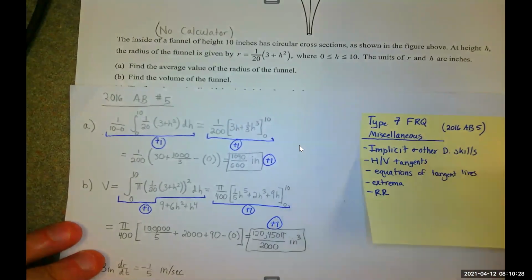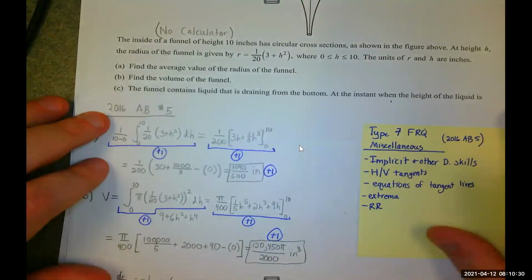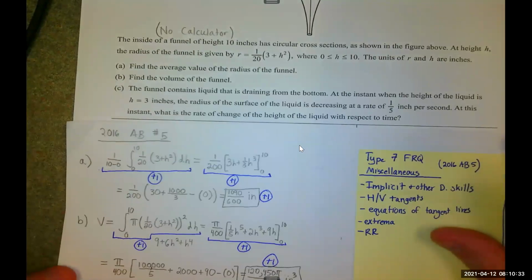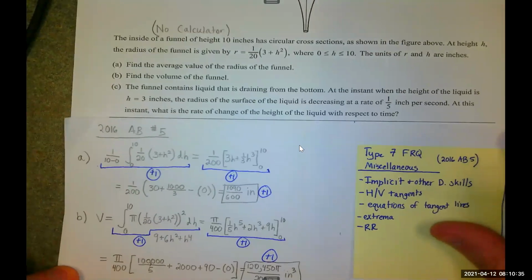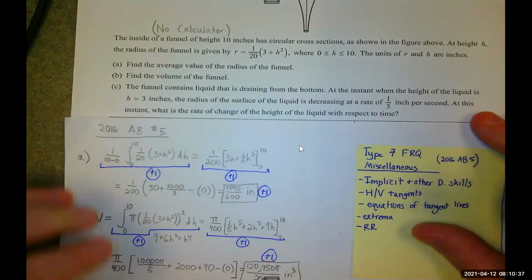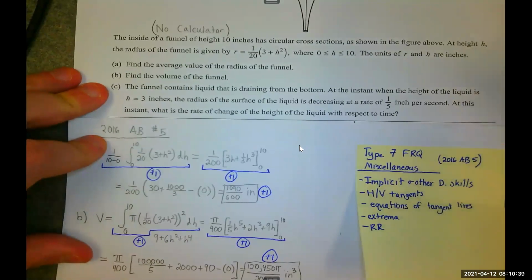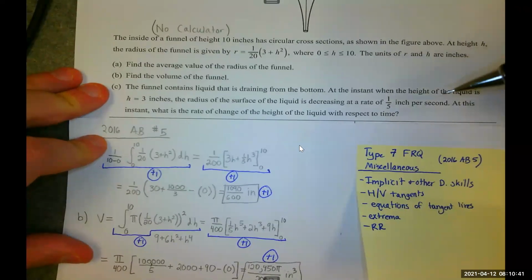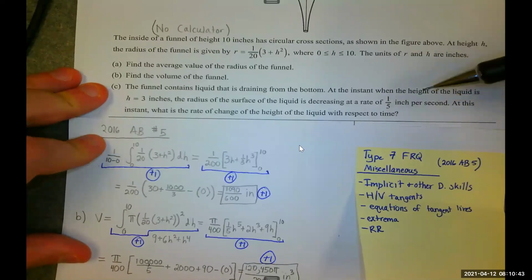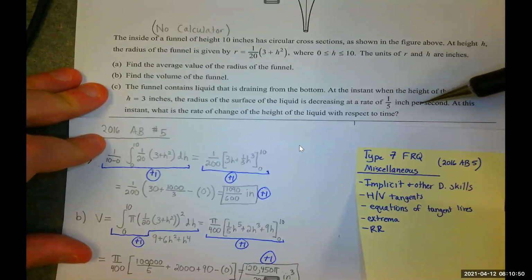instead of cubic inches because I don't know, who knows. Part C, the funnel contains liquid that is draining from the bottom. At the instant when the height of the liquid is 3 inches, the radius of the surface of the liquid is decreasing at a rate of 1/5 inch per second.